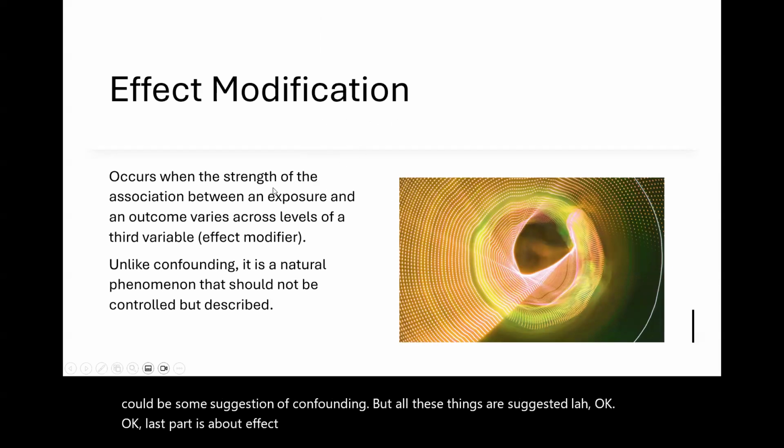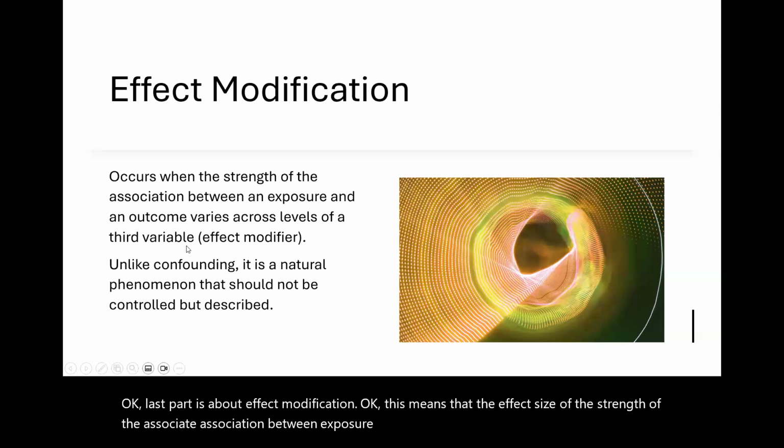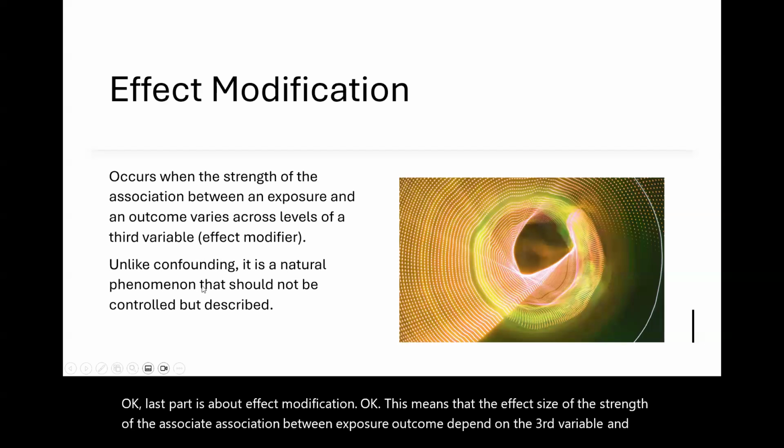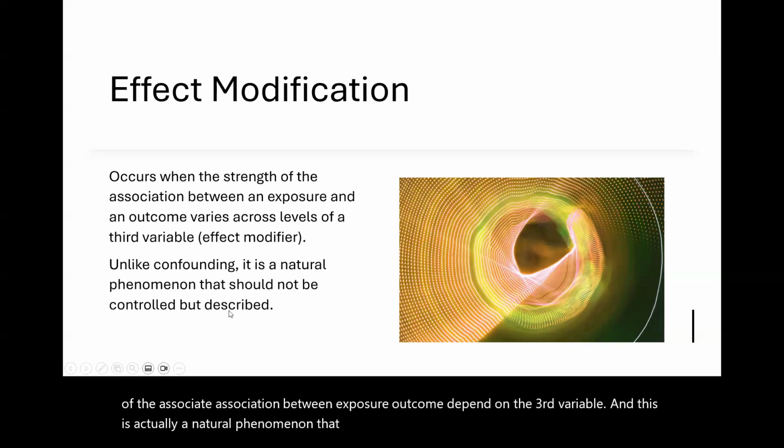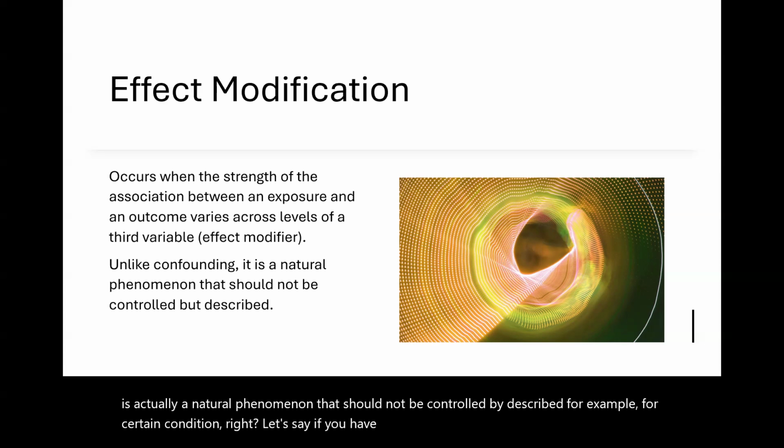This means that the effect size, the strength of the association between exposure and outcome, depends on a third variable. And this is actually a natural phenomenon that should not be controlled but described. For example, for a certain condition, if you have diabetes, it will make the condition worse. So it's actually a natural phenomenon.